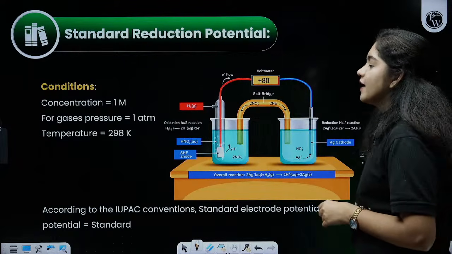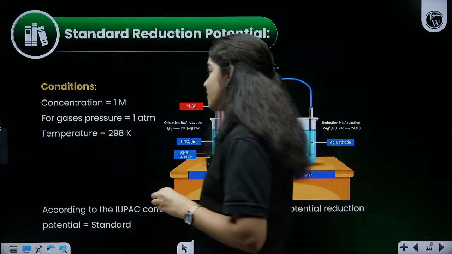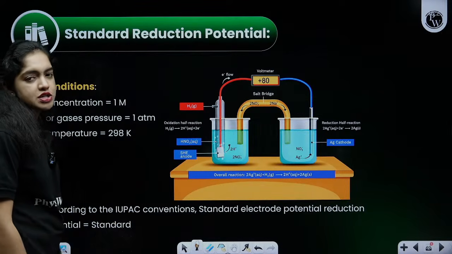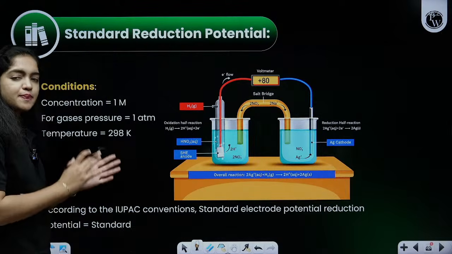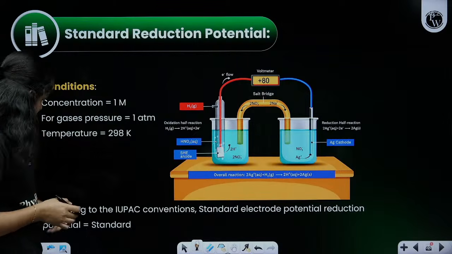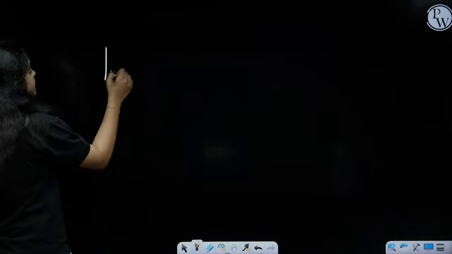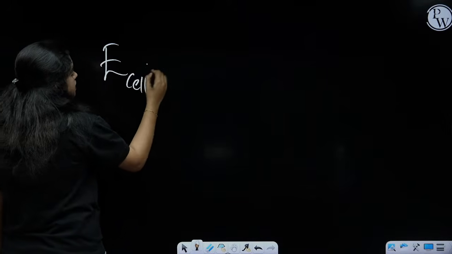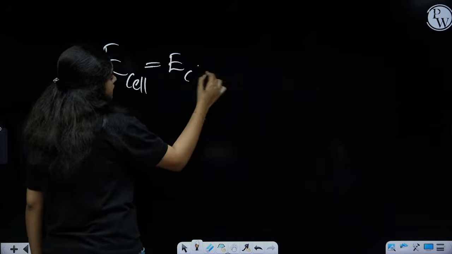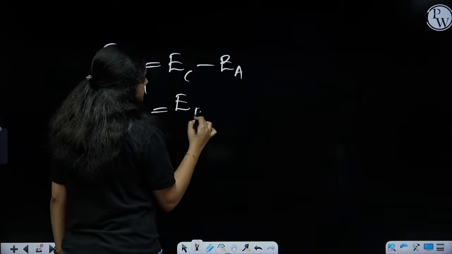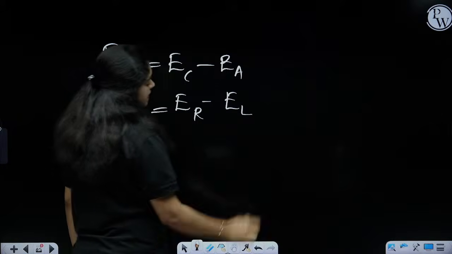Next one is standard reduction potential, very, very important. If we don't know the potential of one electrode, what will we do? There is a difference between the potentials. What is the difference in the potential? E cell. How will we calculate the E cell? E cell is equal to the difference in the potential of cathode and anode: E cathode minus E anode, or E right minus E left, is given by the E cell.